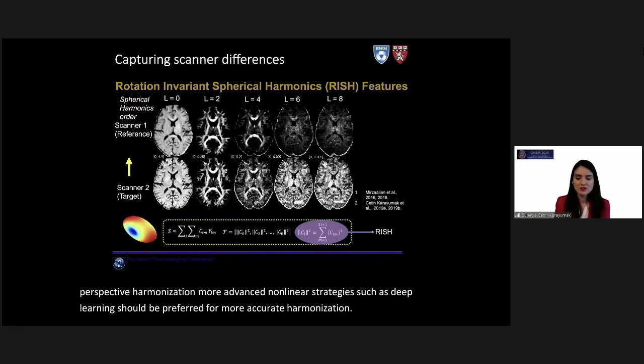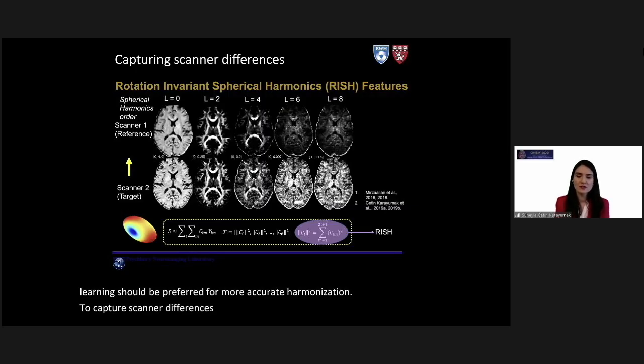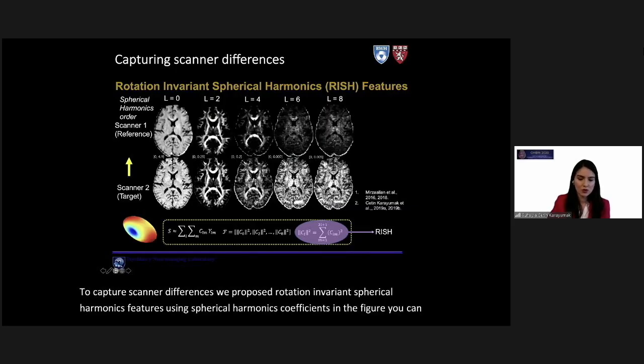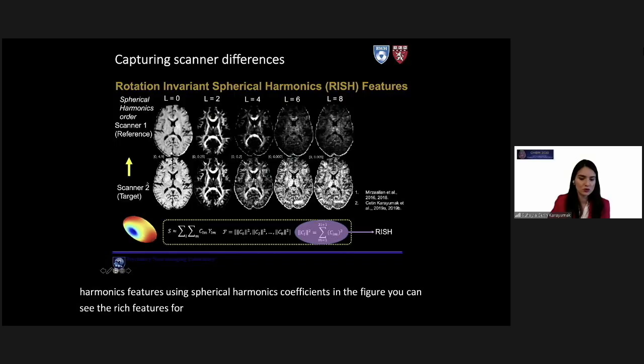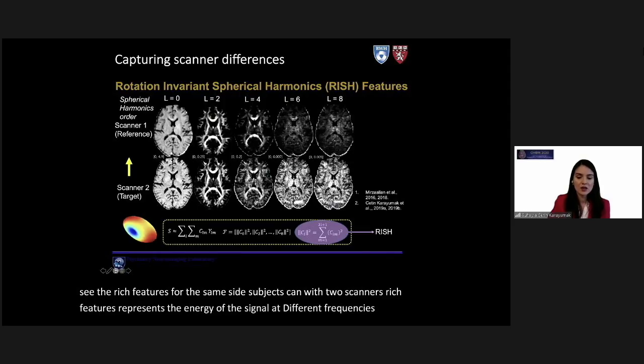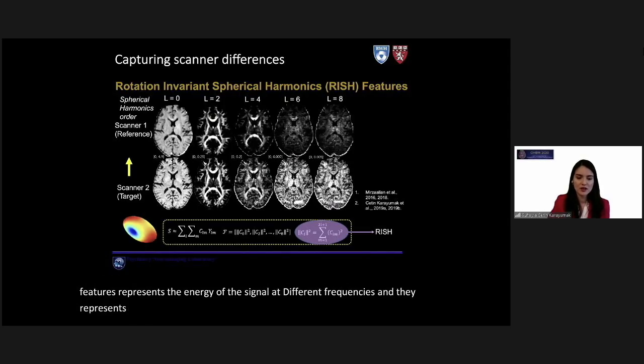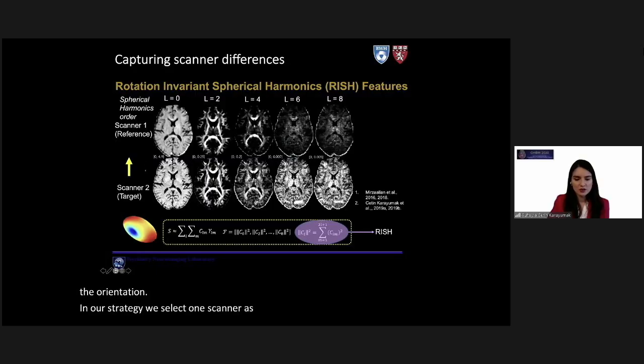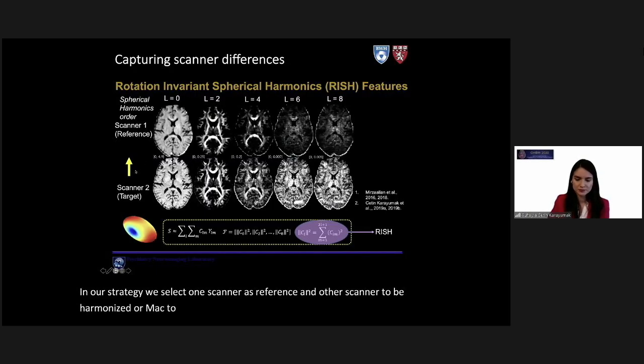To capture scanner differences, we propose rotation invariant spherical harmonics features using spherical harmonics coefficients. In the figure, you can see the RISH features for the same subject scanned with two scanners. RISH features represent the energy of the signal at different frequencies, and they represent different microstructural tissue properties which are independent of the orientation. In our strategy, we select one scanner as reference, and the other scanner to be harmonized or mapped to the reference is termed the target.